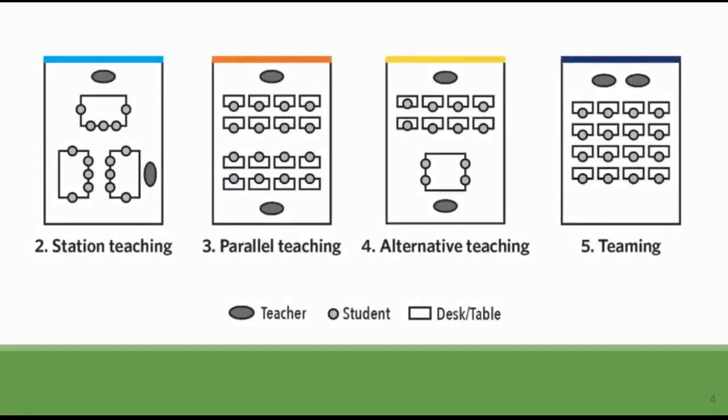Now, they may be working in station teaching or parallel teaching, alternative teaching, or teaming. The other 2 that are available in the co-teaching model are, in fact, 1 teach, 1 assist, and 1 teach and 1 observe. Both of those are definitely the least effective. So if we can embed one of these 4 within the actual co-teaching model, we're ahead of the game. But we have to do it with intentionality.